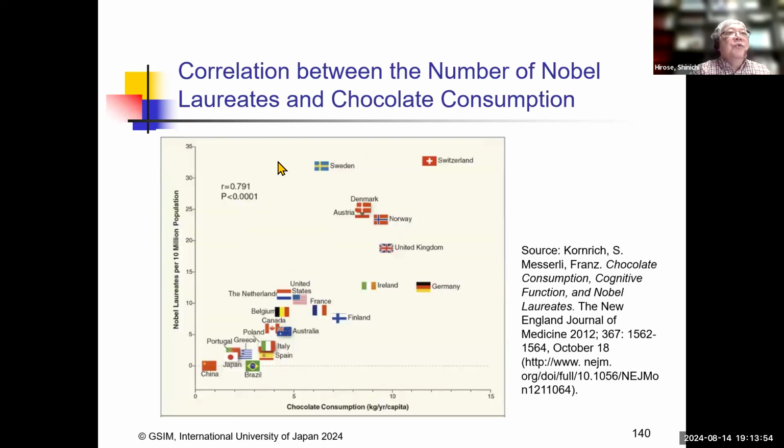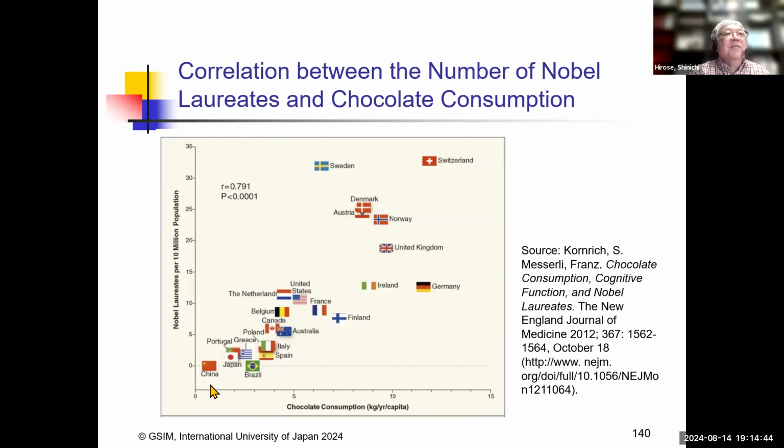And the correlation between the number of Nobel Prizes and chocolate consumption. The x-axis is chocolate consumption, and the y-axis is the number of Nobel Prizes. Switzerland has the highest chocolate consumption in kilograms per year per capita, and the highest number of Nobel Prizes per 10 million population. And it seems there's a very high correlation. Low chocolate consumption results in low Nobel Prizes, which is absurd.